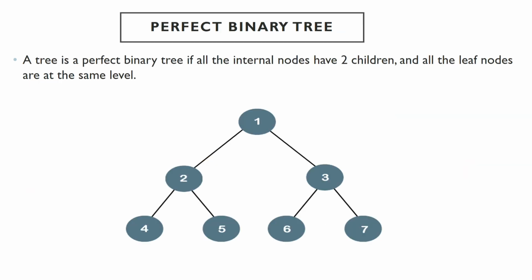So, coming to the perfect binary tree. A tree is a perfect binary tree if all the internal nodes have 2 children and all the leaf nodes are at the same level. So let's look at this example of a perfect binary tree. The below tree is not a perfect binary tree because all the leaf nodes are not at the same level, right?